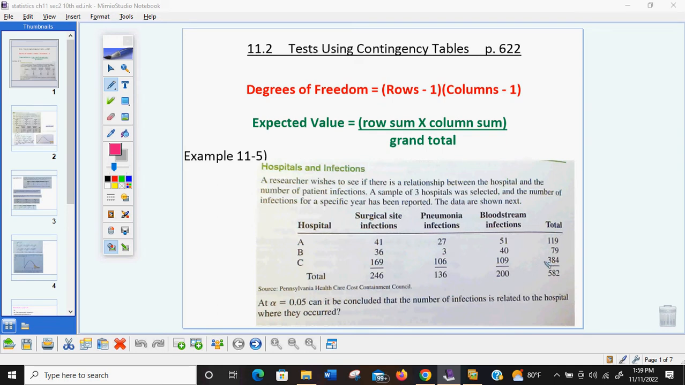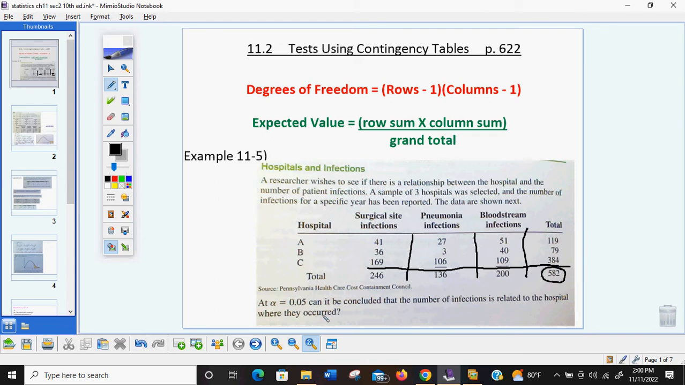Now the last column is for totals. They don't always include the totals, you guys. Sometimes, let's just draw a line here, sometimes they only give you the data and you have to do the totals yourself. So you would add all the way across to get these totals, and you would add all the way down each column to get those totals. And this number over here is called the grand total. Okay, so 582 would be the grand total.